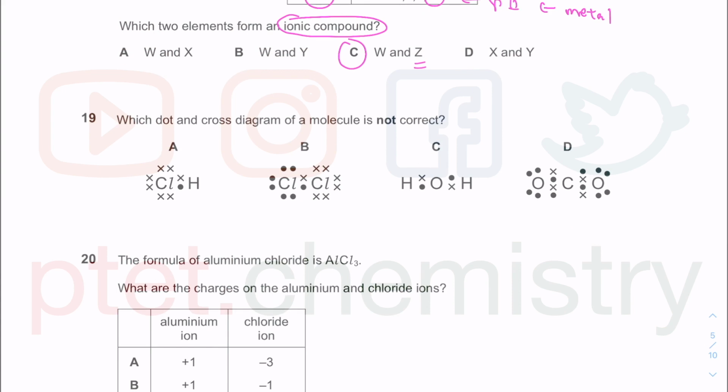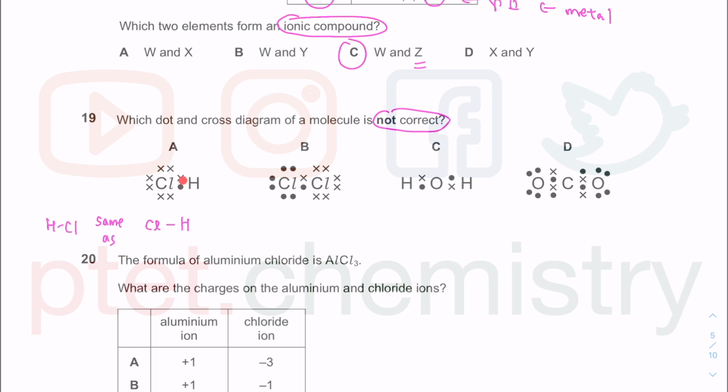Next up, they're asking for "not correct." Always read the question, circle and underline, because it's just a very bad habit if you don't circle and underline this kind of thing. So this is HCl, and this is entirely correct. So this is the same as HCl.